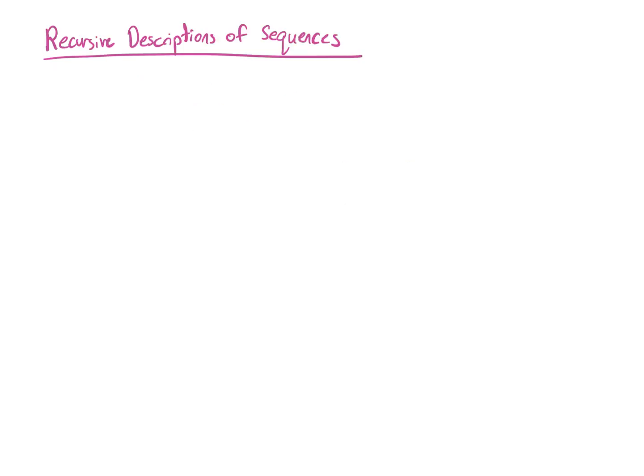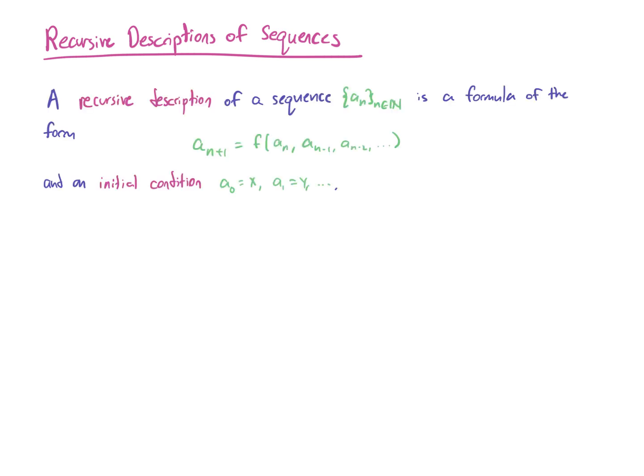In addition to describing sequences with functions, I can also describe sequences recursively. A recursive definition of a sequence, or a recursive description of a sequence, is a formula that tells me how to compute the next element in the sequence using some function of the previous elements of that sequence. So we can think of f as a recipe here. It says, if I want to know the next element in the sequence, take a look at the previous ones, do some kind of computation, and then get the result.